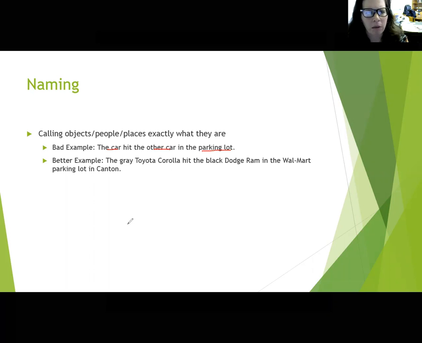Okay, well, which car? What kind of car? What's the other car? What's the differences between them? Where in the parking lot? And so things like that. So we want to be more detailed.